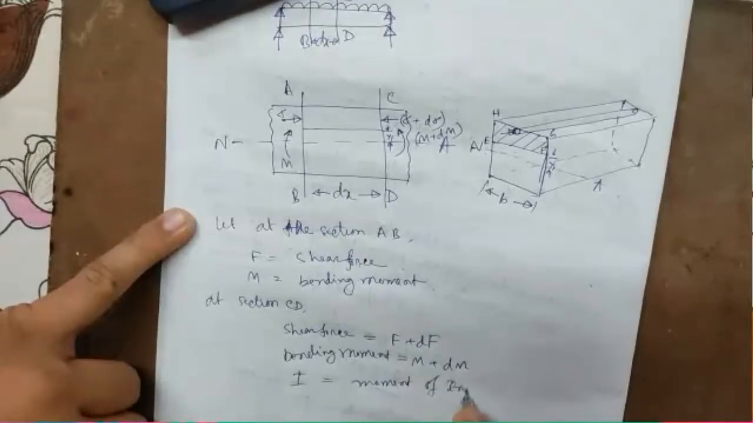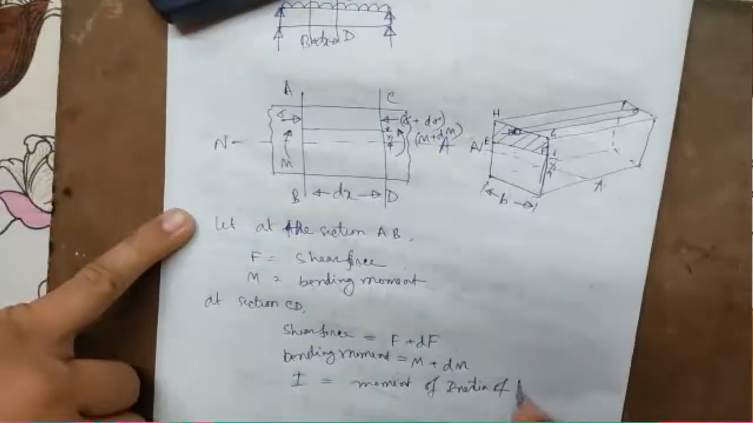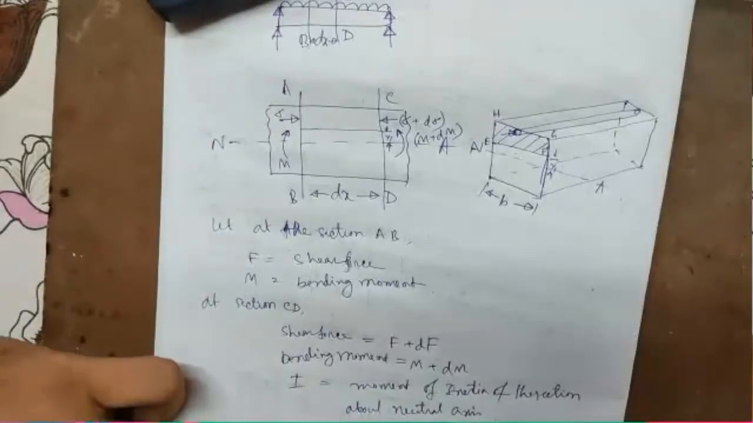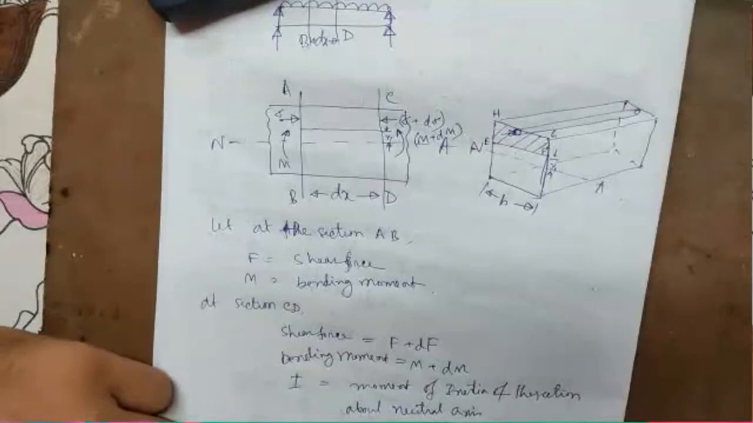moment of inertia of the section about neutral axis. Okay, now let it is required to find out the shear stress on the section AB at a distance y1 from the neutral axis. So basically we have to find out the shear stress on the section EFGH.